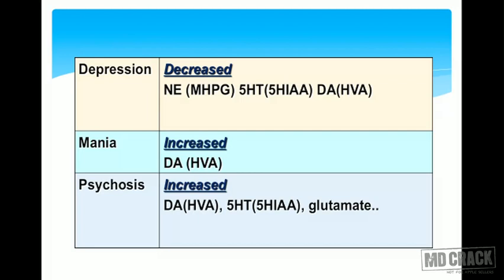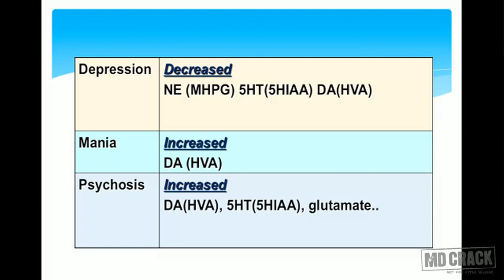For norepinephrine, there will be less MHPG, for 5-HT there will be less 5-HIAA, and as far as dopamine is concerned, there will be less homovanillic acid, that's HVA. When the patient suffers from mania, usually there's increased levels of amines, most importantly dopamine. So naturally this patient is likely to also have increased levels of homovanillic acid.